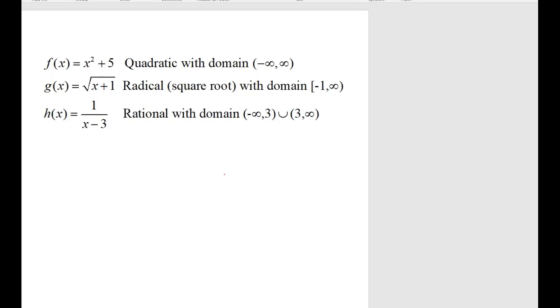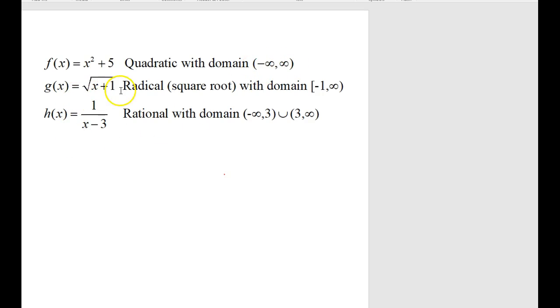Let's look at the domains of functions when we combine them, so when we add or subtract or multiply them. We're going to look at three functions. f of x, which is a quadratic function, has a domain of all real numbers. So its domain is minus infinity to infinity.